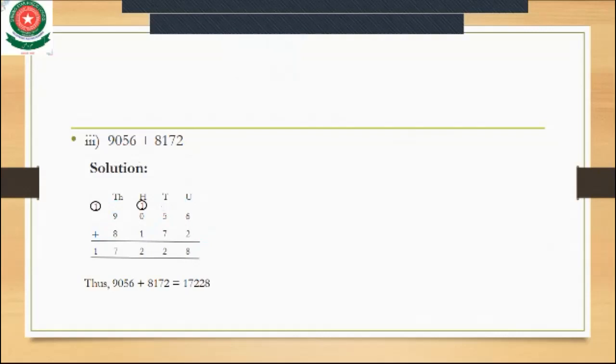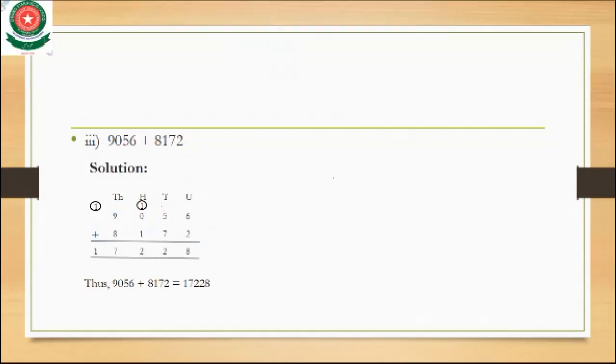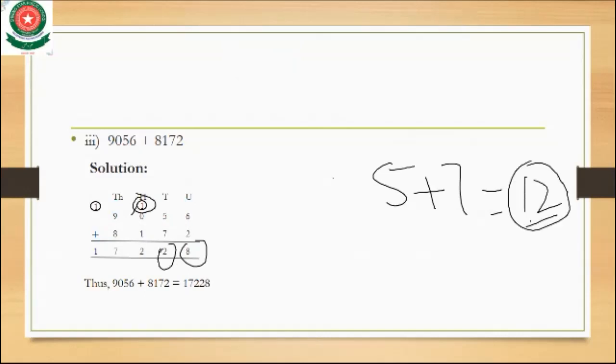Okay, class. Let's start to solve this number. 6 plus 2 is 8. 5 plus 7 is equal to 12. The rightmost digit of this number is 2. So 2 comes here, and the left side number is 1. So 1 goes as a carry.